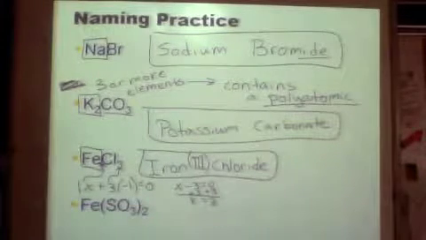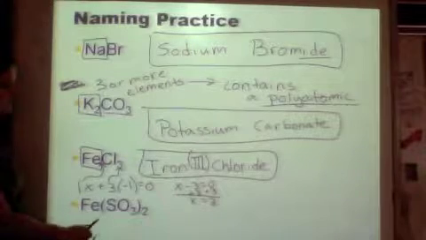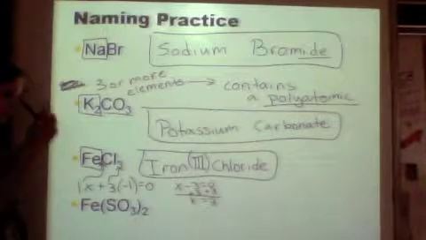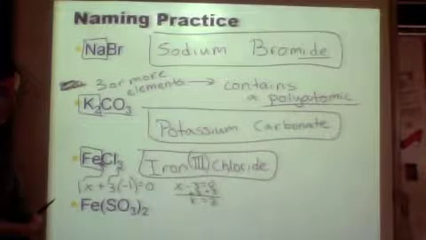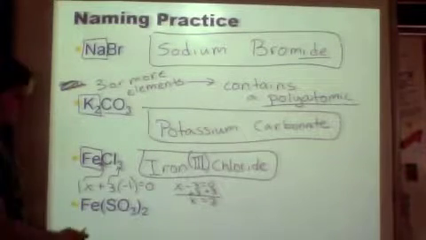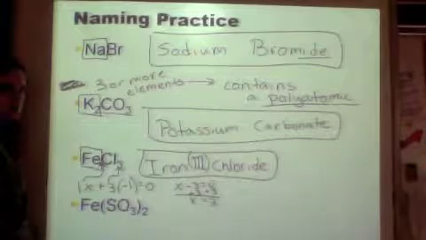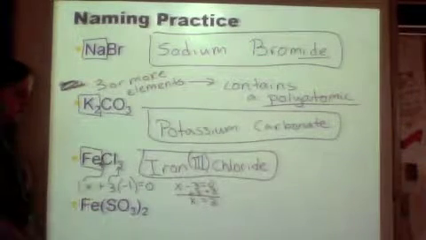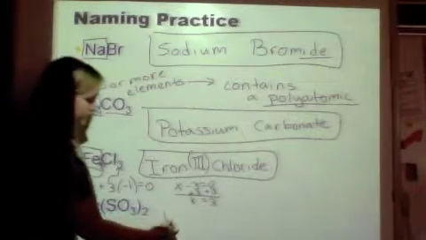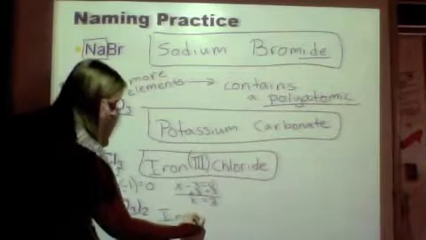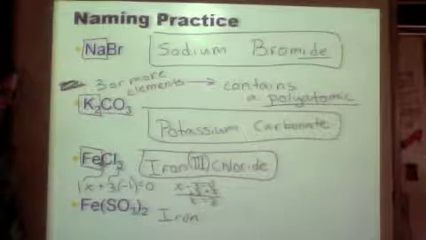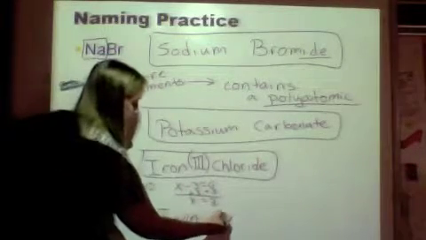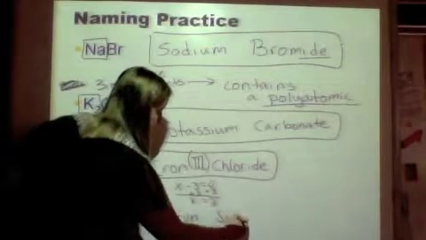Okay, next problem. FeSO3. Something should be going off in your brain telling you something at this point. How many atoms do we have? 3. Fe, S, and O. So this contains a polyatomic. Fe, iron. SO3 is sulfite.